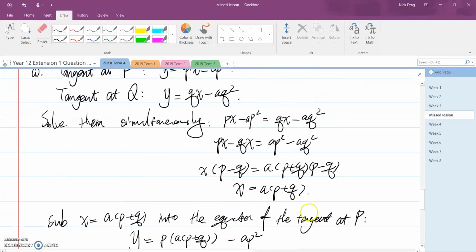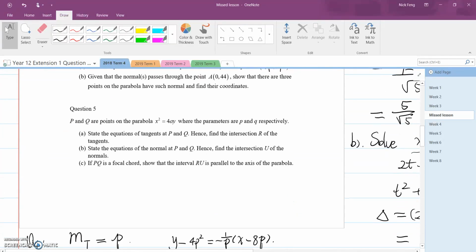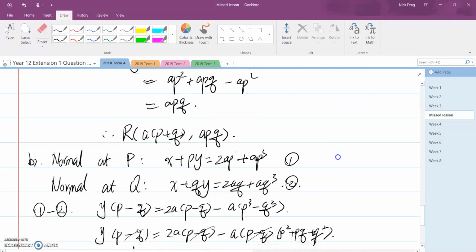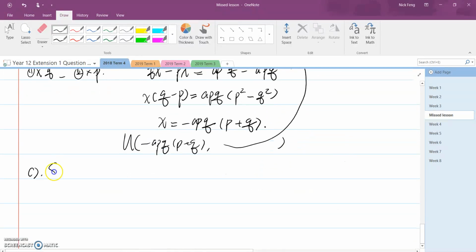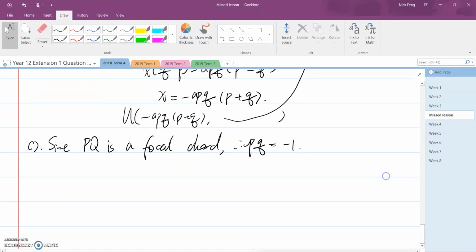Now, part C gives us a very important additional condition. That is, if PQ is a focal chord, that means since PQ is a focal chord, little p times little q is -1. Therefore, the x coordinates of your intersection of normal becomes this. And of course, your y coordinates is something that I just pointed out.